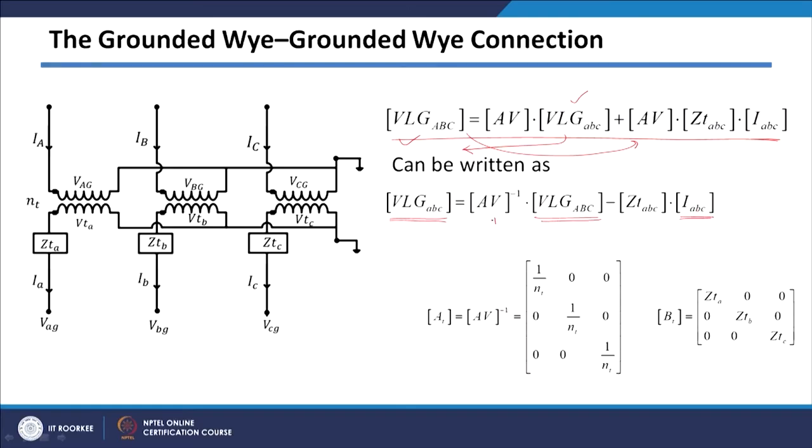So this will be nothing but our capital AT matrix and capital BT matrix. AV matrix we have seen is just NT, NT, NT diagonal elements, and when you take its inverse, it will be 1 upon NT, 1 upon NT, 1 upon NT in diagonal elements. And the BT matrix is a matrix of impedances, so 3 impedances in the diagonal terms. So we have got the BT matrix.